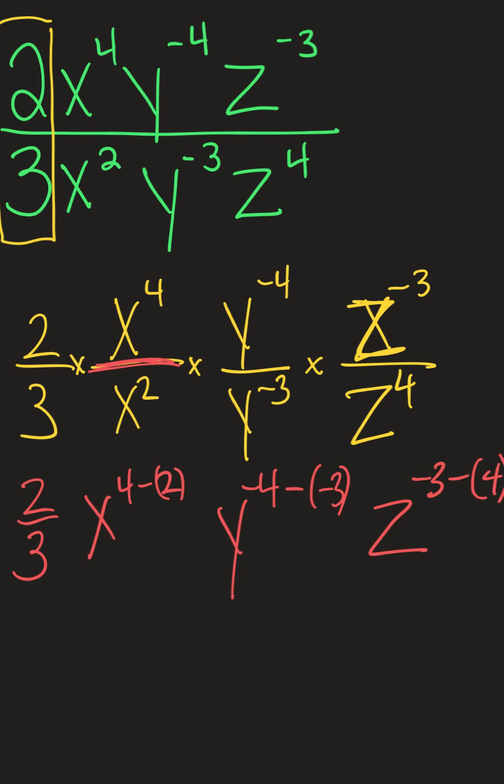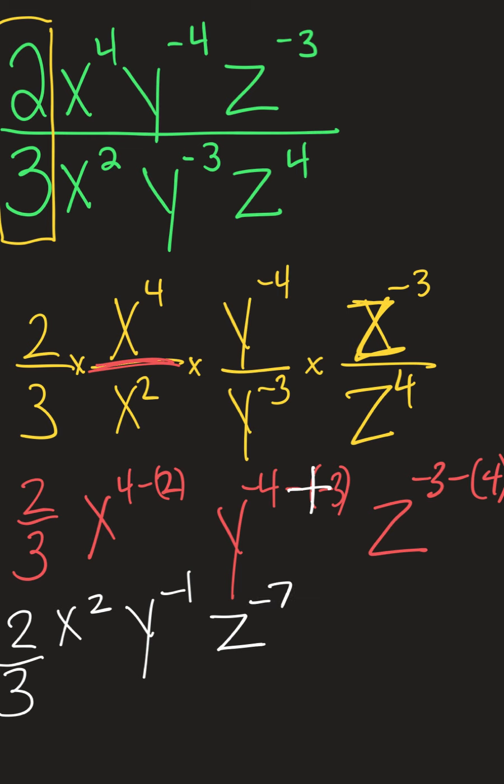Okay? 2/3, again, bringing it down with me. x to the 4 minus 2 is just x squared. Y is going to be to negative 4 plus 3, essentially, because we use the additive inverse. Negative 4 plus 3 gives me negative 1. And z, negative 3 and negative 4 combined gives me negative 7.